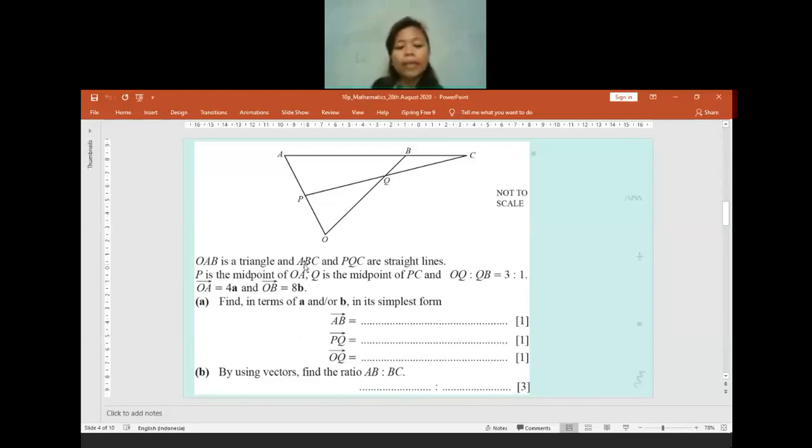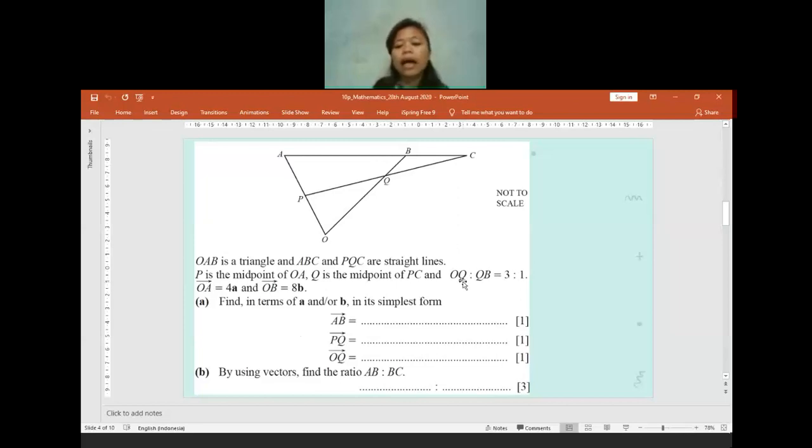Okay, OAB is a triangle. This is the OAB. You can check the triangle. ABC is also a straight line, and then PQC is also a straight line. P is the midpoint of OA, so it means AP will have the same length as PO. Q is the midpoint of PC, so PQ and QC have the same length.